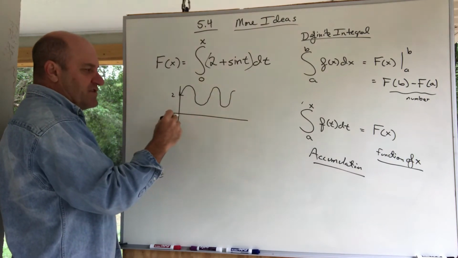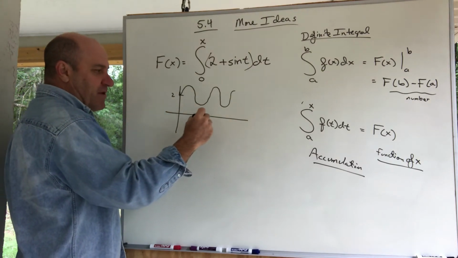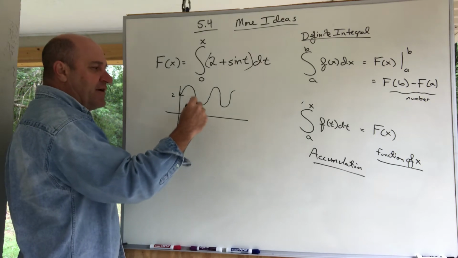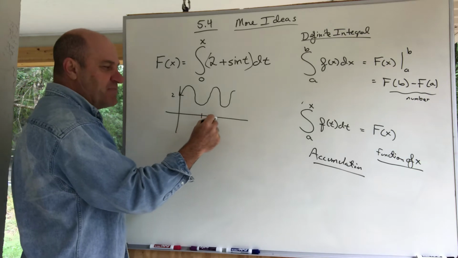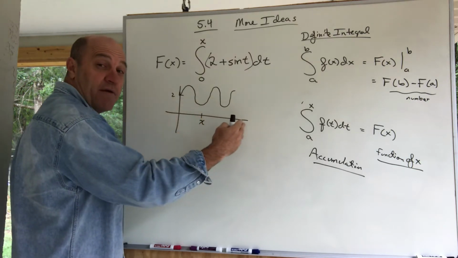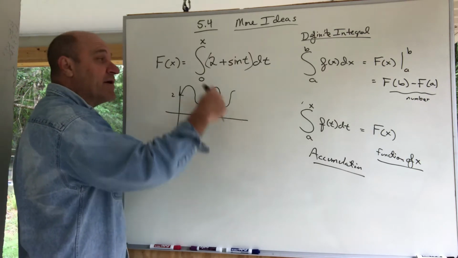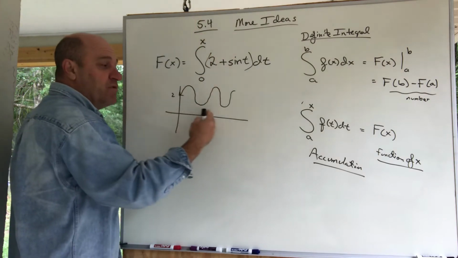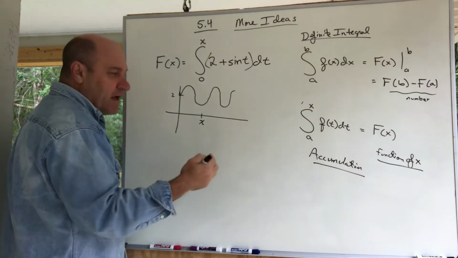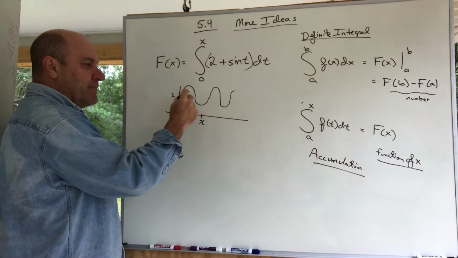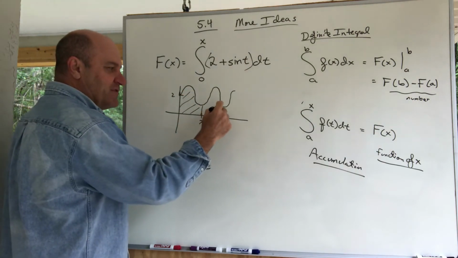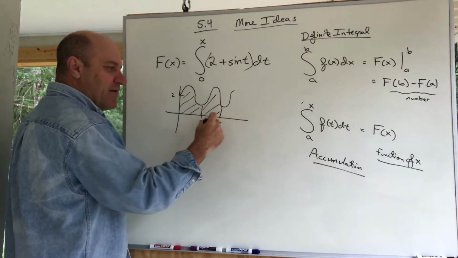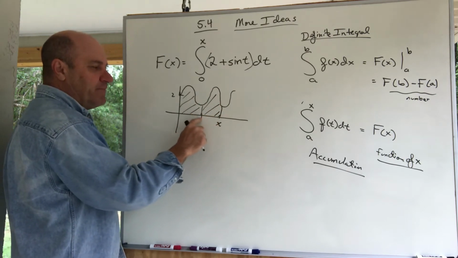I'm integrating from 0 to some variable x. If I stop right here, it's the area under the curve from 0 to x. If x keeps moving, it's accumulating more area. It's accumulating more area as that variable x moves down the x-axis. So you could think of it as the area up until that point, but if that point moves, you get more area. You accumulate more area.